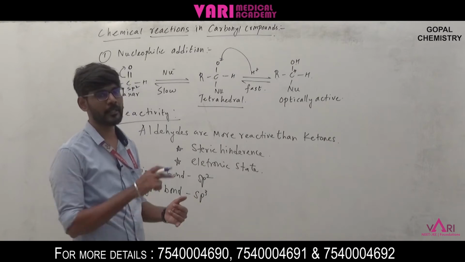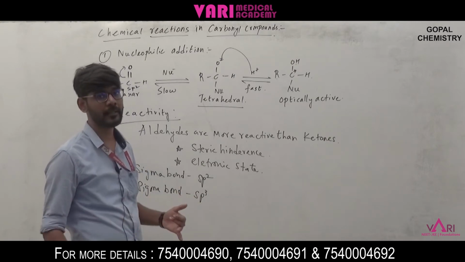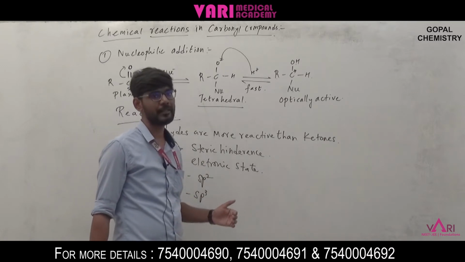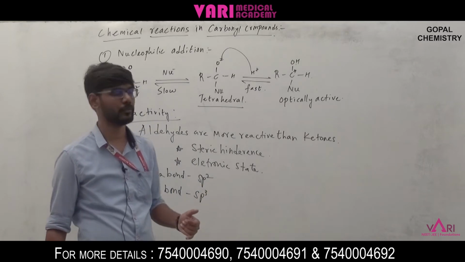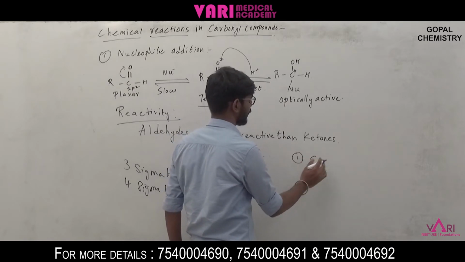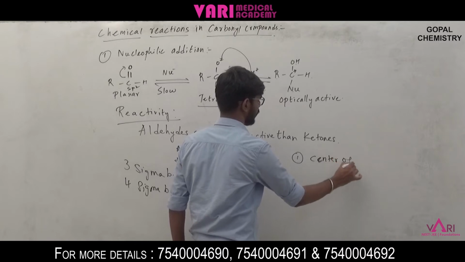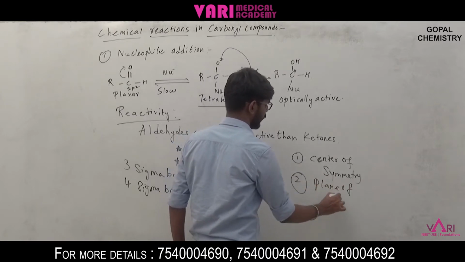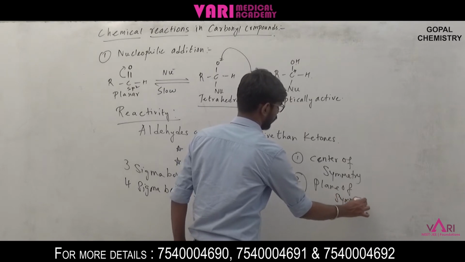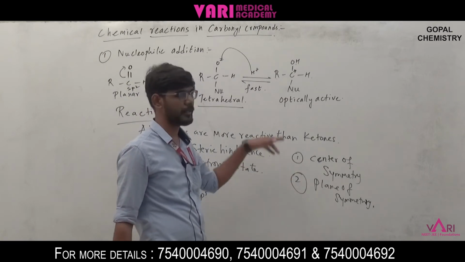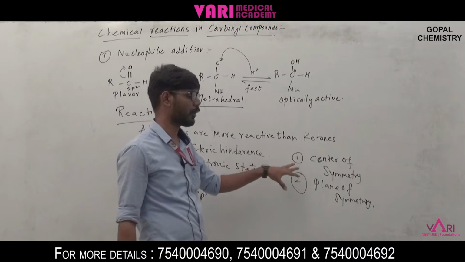One of them is non-superimposable mirror image, and another one is, have you known anything about this? Another one is the symmetry element, the absence of symmetry elements. The symmetry elements are center of symmetry and plane of symmetry. These have to be absent in that compound, then only the compound will show optical activity.